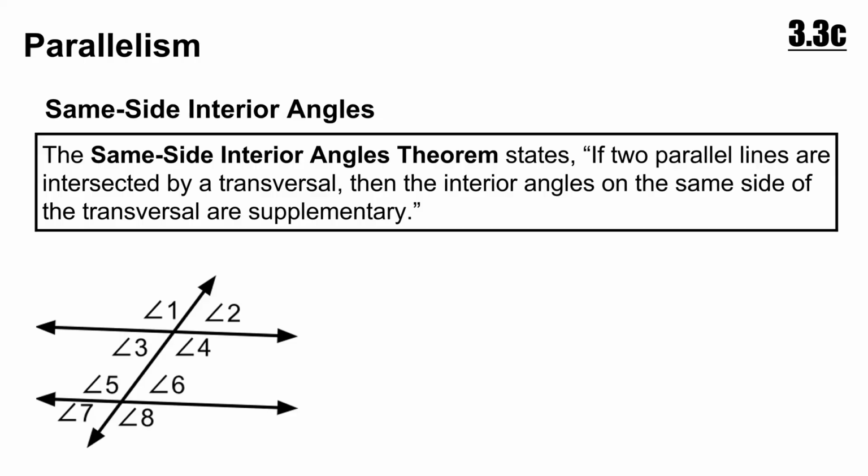The same side interior angles theorem states, if two parallel lines are intersected by a transversal, then the interior angles on the same side of the transversal are supplementary. Angles 4 and 6 are same-side interior angles. Additionally, angles 3 and 5 are same-side interior angles.